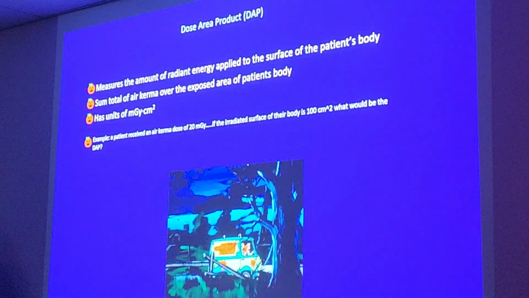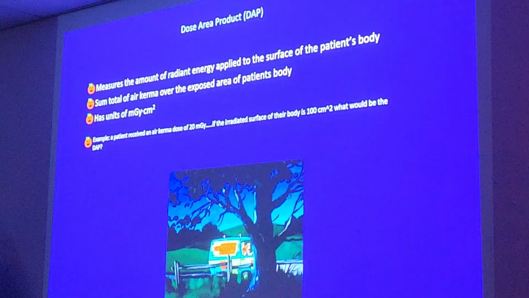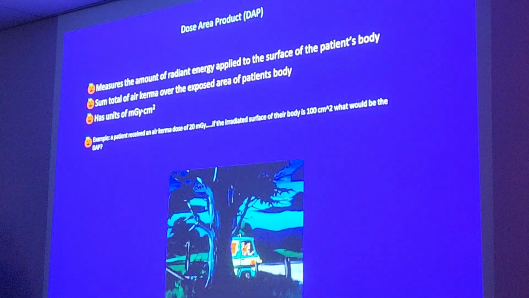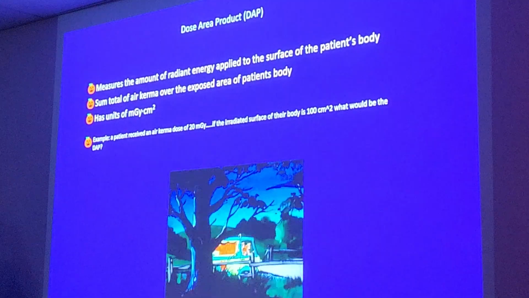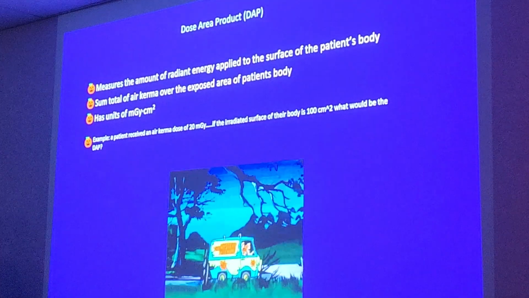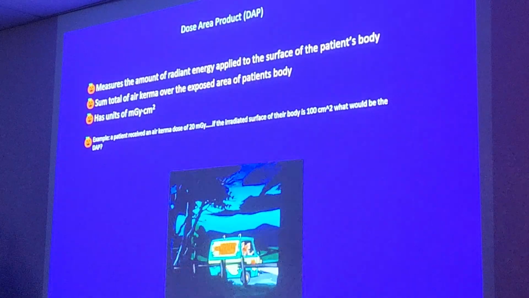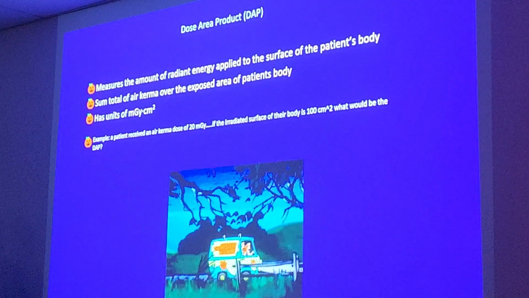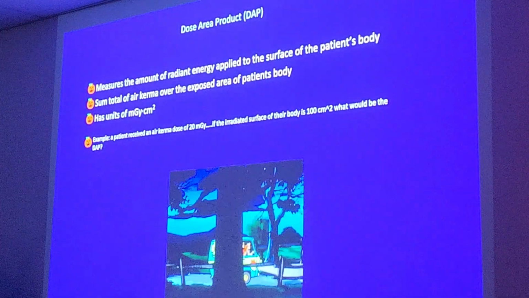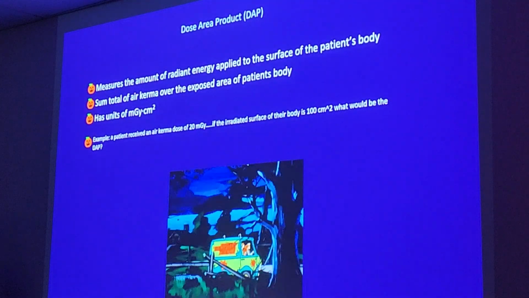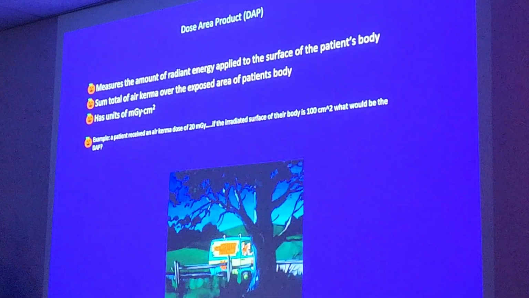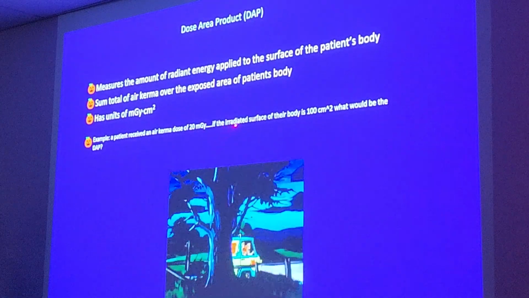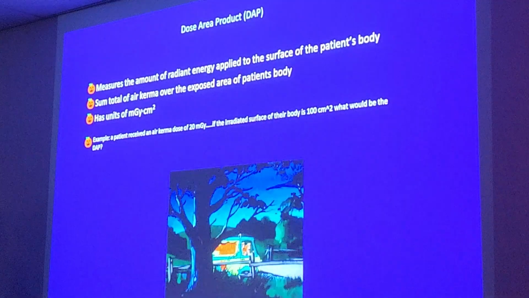Dose area product measures the amount of energy applied to the surface of the patient's body. So dose area product means dose delivered to the area, right? It is the sum total of air kerma over the exposed area of the patient's body. The units are milligray times centimeter squared. It can be different units of grays, either milli or centi. So for example, if a patient received an air kerma dose of 20 milligray and the irradiated surface is 100 centimeters squared, what would be your DAP?